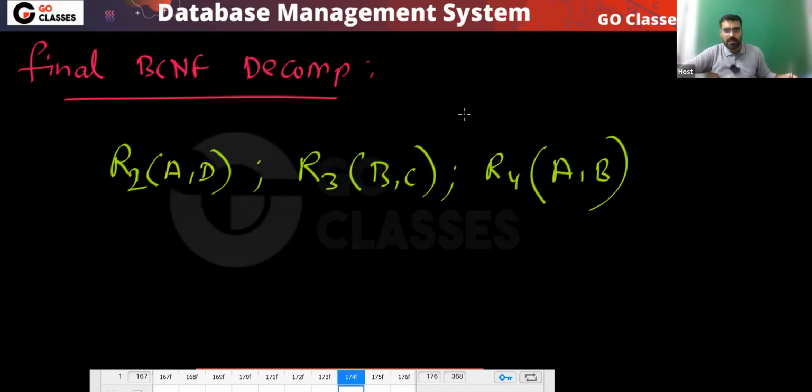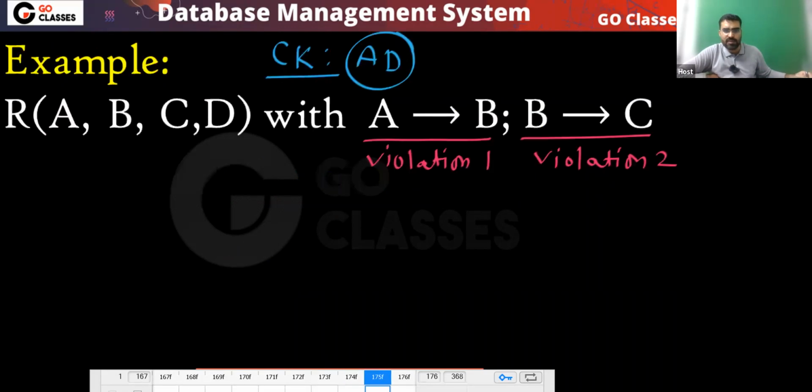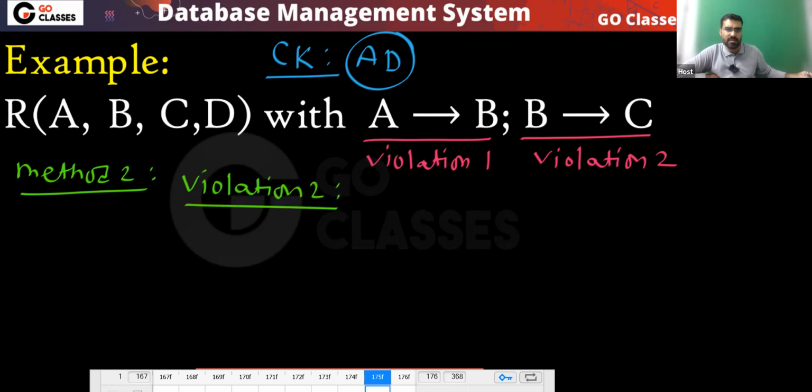No, Yuvraj, it is not a mandatory thing. If you take a different violation first, then you may get a different BCNF decomposition. For this question, it will not happen. If you start with violation 2, you will also get the same decomposition. Let's see this. Let's start with violation 2. Your violation 2 is this, B determining C.